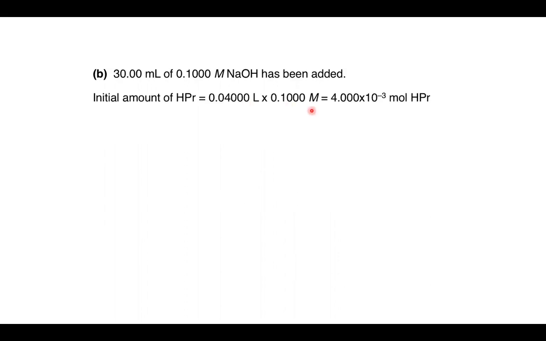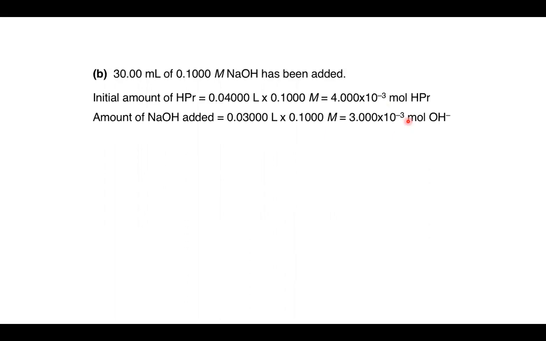Then before we reach the equivalence point, we're in the buffer region, 30 milliliters of 0.1 molar sodium hydroxide has been added. So the initial amount of propanoic acid is given as such, 0.04 liters times 0.1 moles per liter is equal to 4 times 10 to the minus 3 moles of propanoic acid. The amount of sodium hydroxide added is equal to 0.03 liters times 0.1 moles per liter, which is equal to 3.0 times 10 to the minus 3 moles of hydroxide.